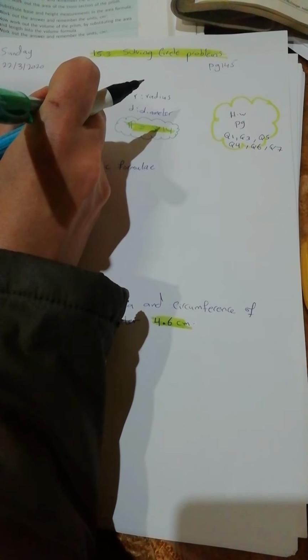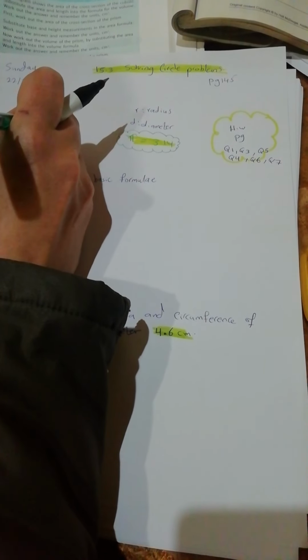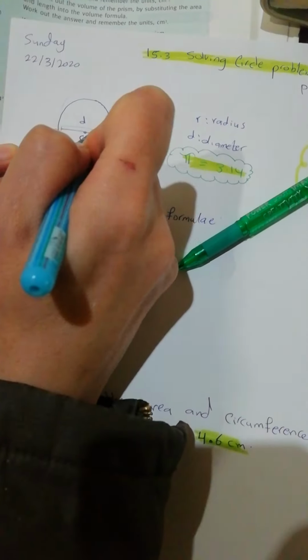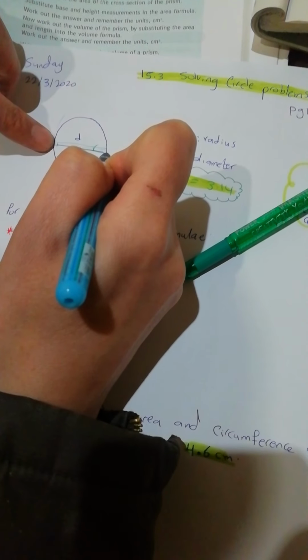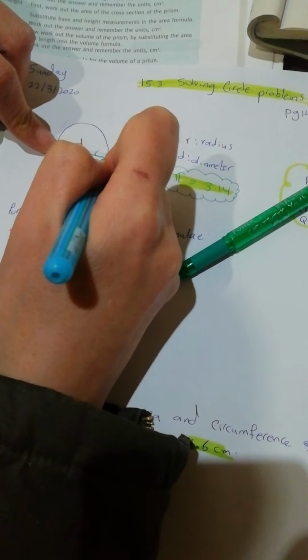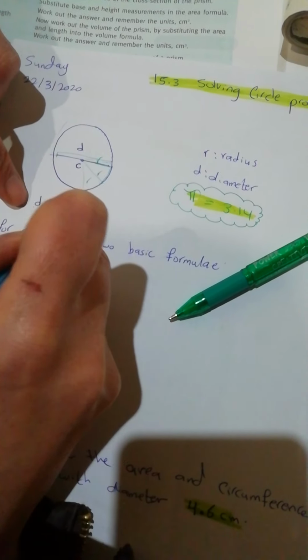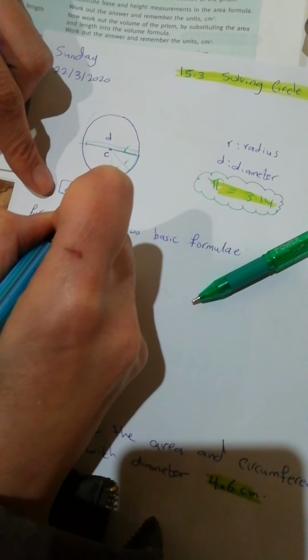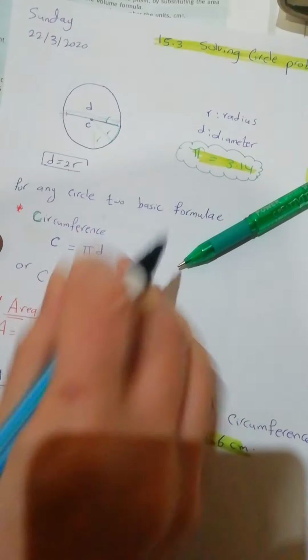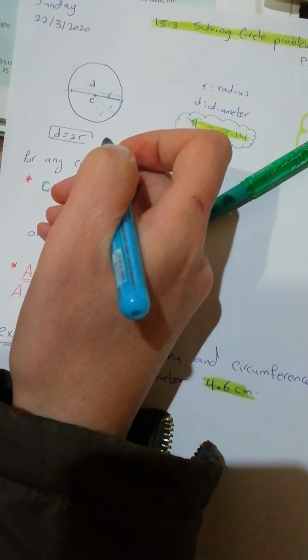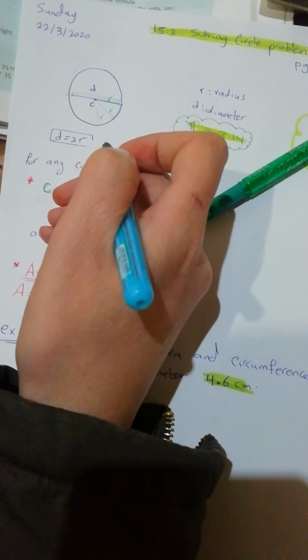And the diameter. The diameter is a double of radius. It's a line passing through the center, connecting between 2 points on the circumference. So we have a radius, we have a diameter. Now the relationship between the diameter and the radius: the diameter is a double of radius. Suppose you have a circle, its radius 5 centimeters, the diameter will be 10 centimeters.